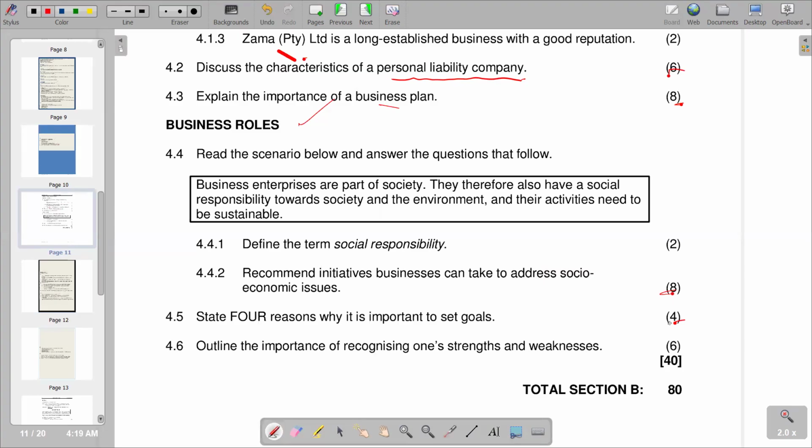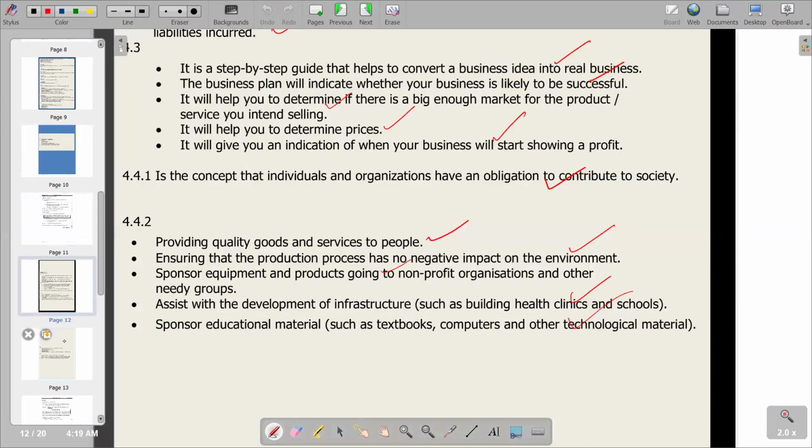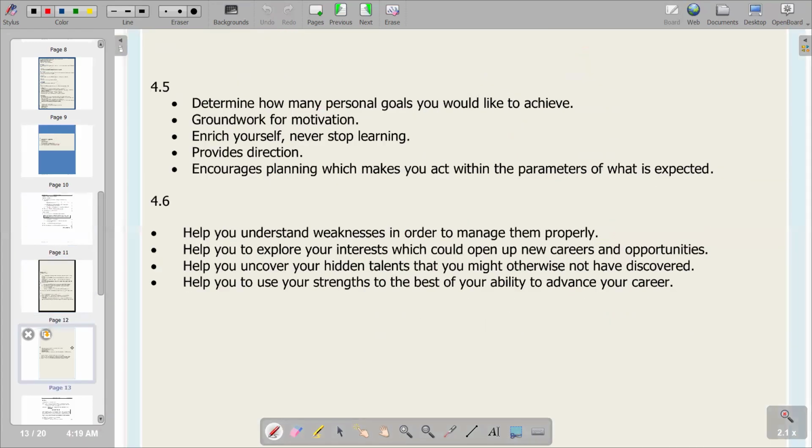Obviously, setting goals gives you motivation because you want to achieve that goal. That's the basic reason for setting goals. So we can go to 4.5 and see what we have. 4.5 is saying the first reason is determine how many personal goals you would like to achieve. So by setting goals, you'll be able to see different aspects that you want to achieve.